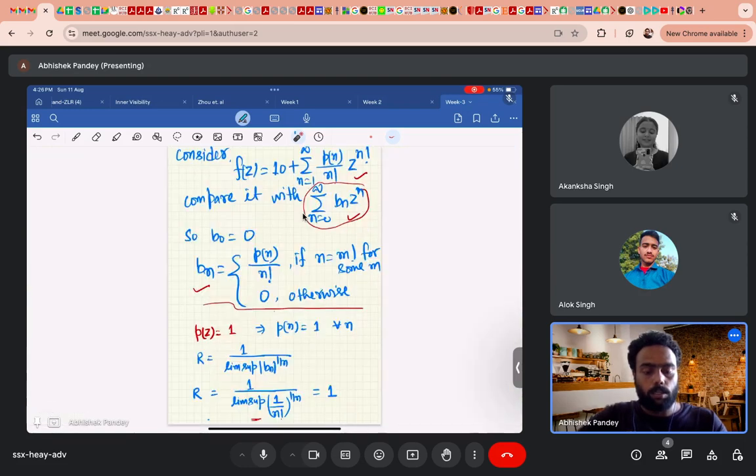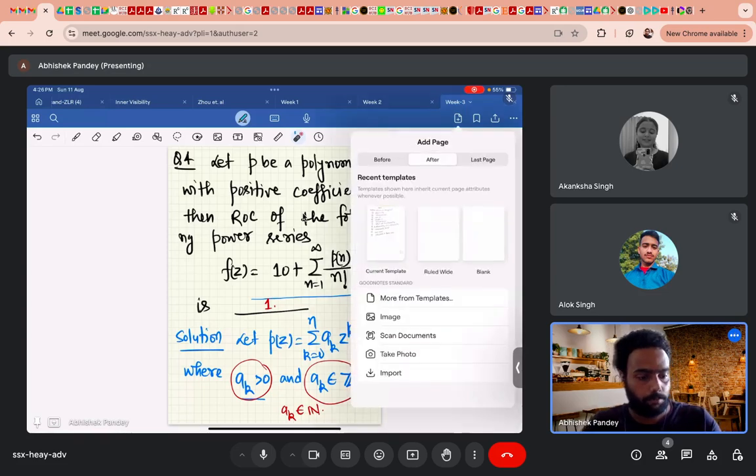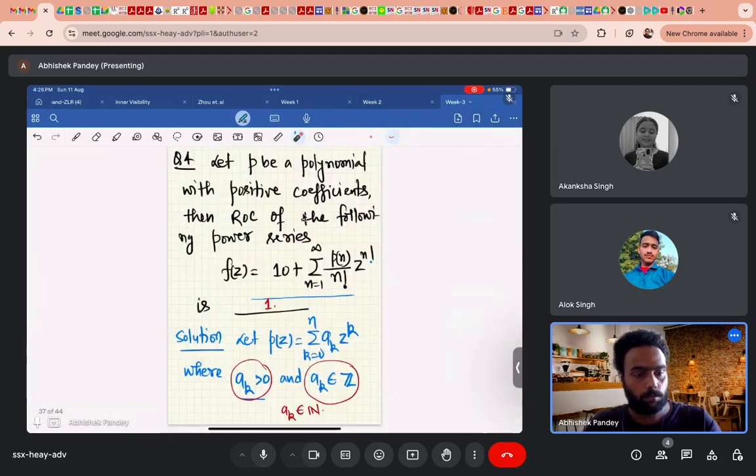So compare this f(z) with this expression. So what is your b_n? b_n is nothing but p(n) upon n factorial if n is equal to m factorial for some m. Otherwise, it is 0. Is it clear? The way it is defined. Because you need to consider this one also. N factorial is here. It is not just z to the power n. It is n factorial. Okay. So let me just write it down in the proper way.